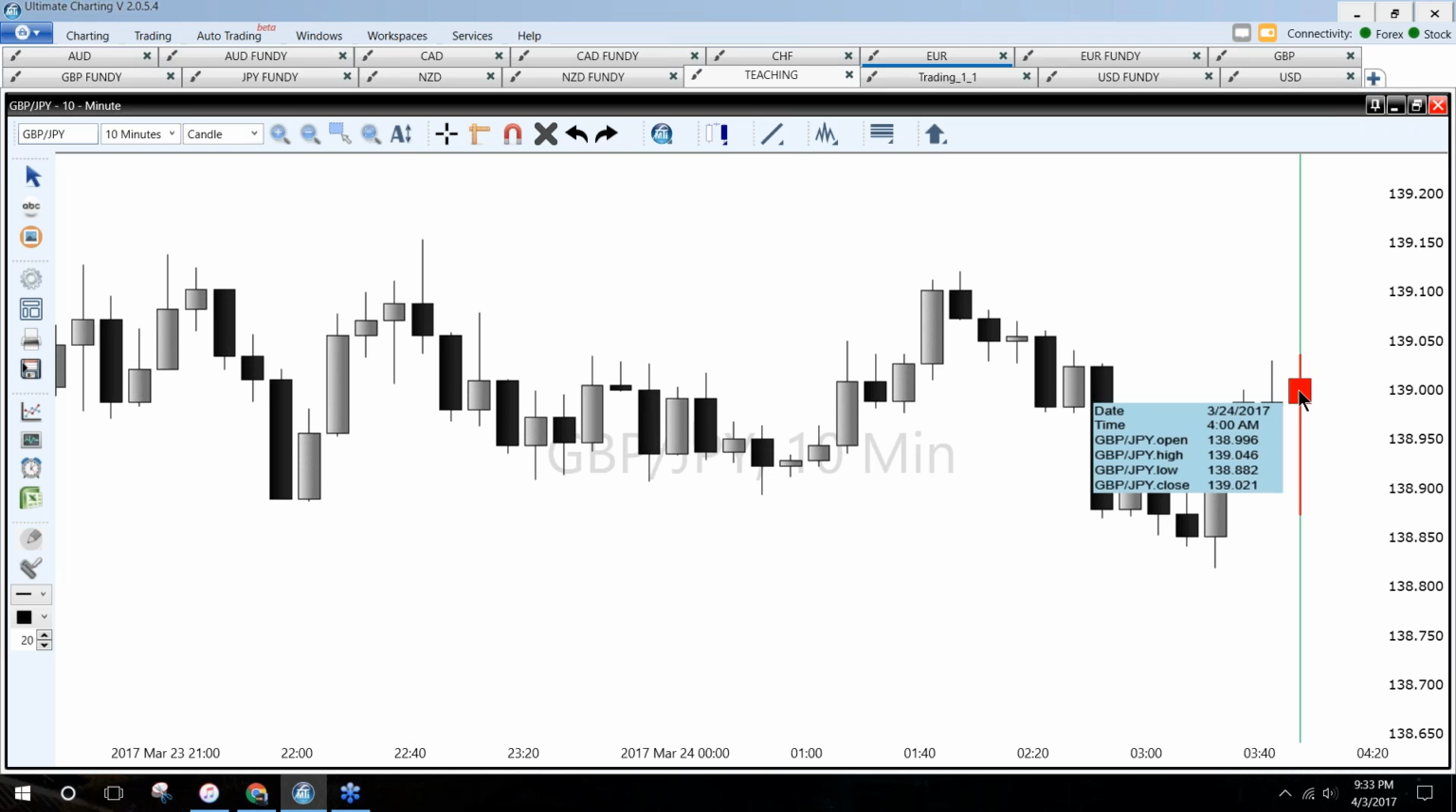So right here, last week, the 24th, this is 4 a.m. Eastern time. I got a candlewick high of 139.05. Right, so let's take this down, 139.05, and a low of 138.88.